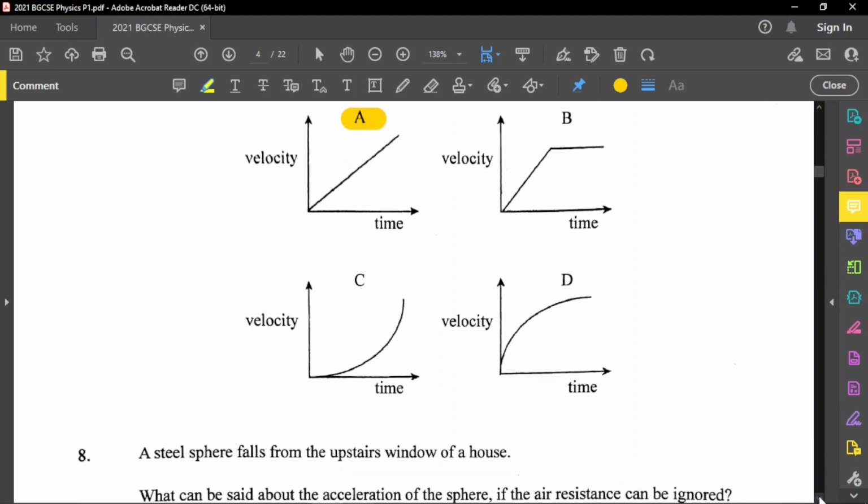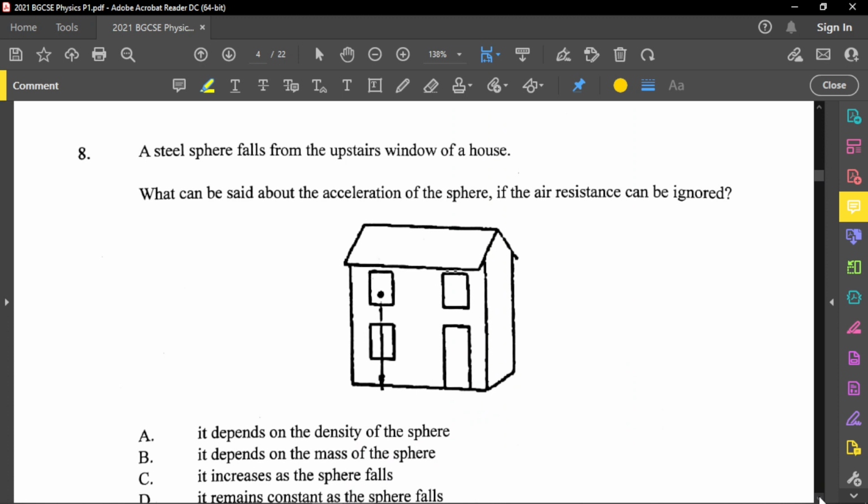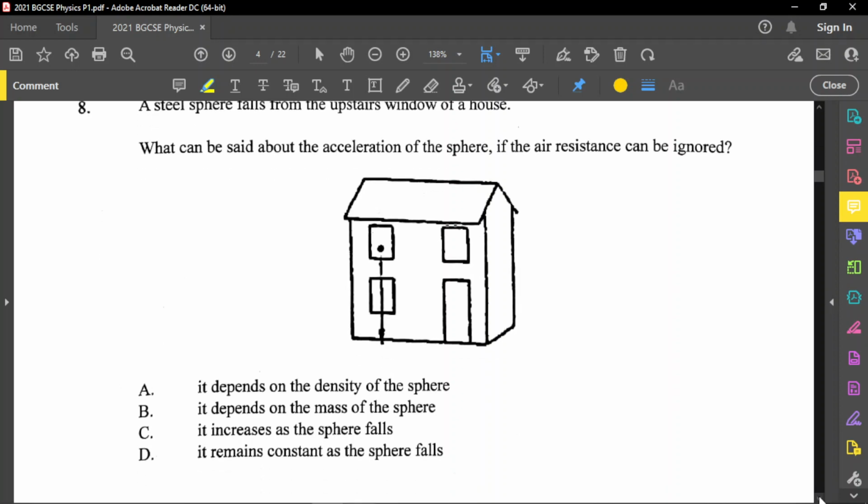All right. Let's look at question number 8. A steel sphere falls from the upstairs window of a house. What can be said about the acceleration of the sphere if air resistance can be ignored? Let's go through this now. If you think about air resistance as being nothing, then think about the ball falling. And so the ball is right here, just to kind of highlight it. So it's falling. So what can we say about it?